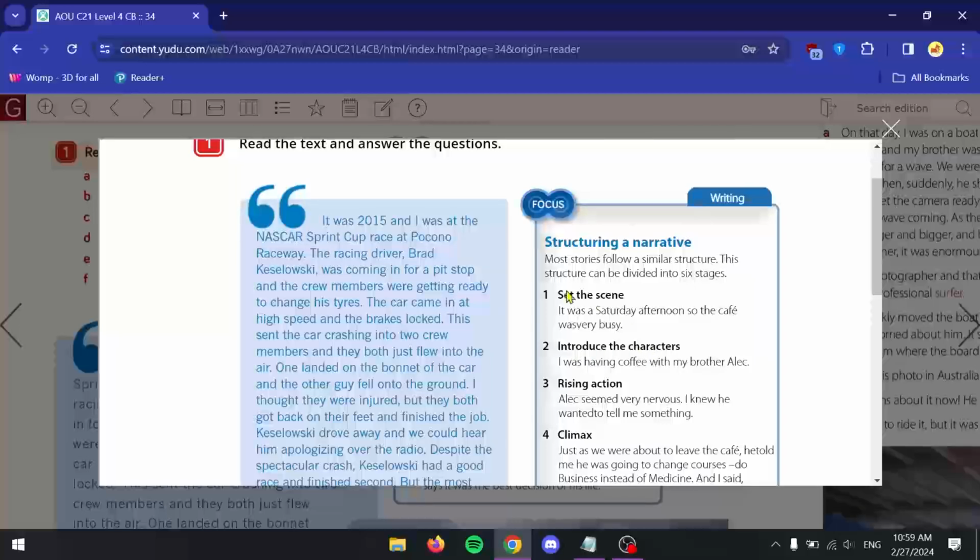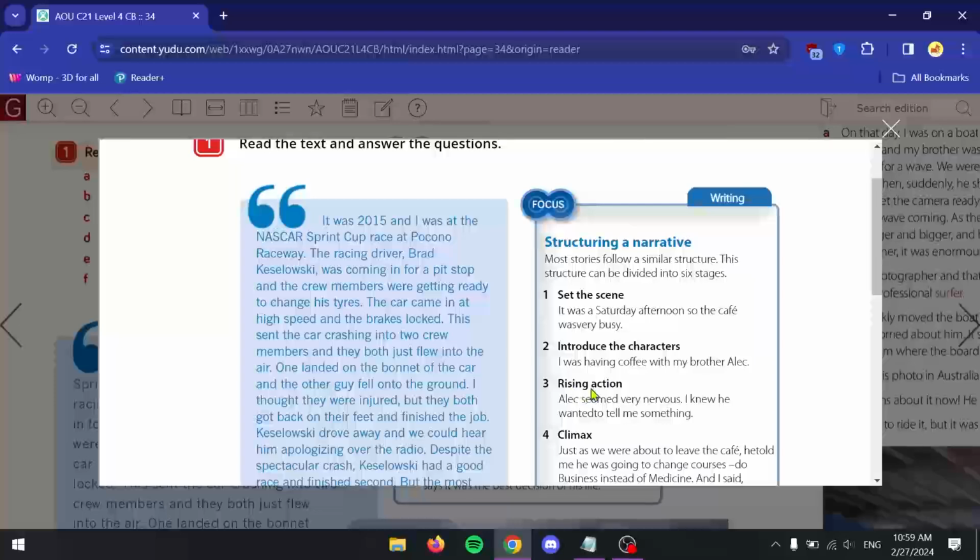Introduce the characters will be, here you go. The racing driver, Brad Keselowski, was coming in for a pit stop and the crew members were getting ready to change his tires. Here we've introduced the racing driver, Brad Keselowski, and crew members. Although we haven't mentioned specific crew members, we've also introduced them.